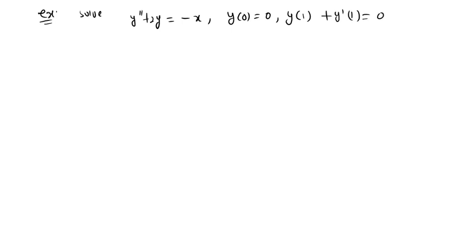So the question is to solve the non-homogeneous problem y double prime plus 2y equal to minus x, with boundary conditions y at 0 equal to 0 and y at 1 plus y dash at 1 equal to 0. So you have a mixed boundary condition. Firstly, I am writing it in standard form, Ly equal to minus of the second derivative, so I am writing it as minus y double prime.